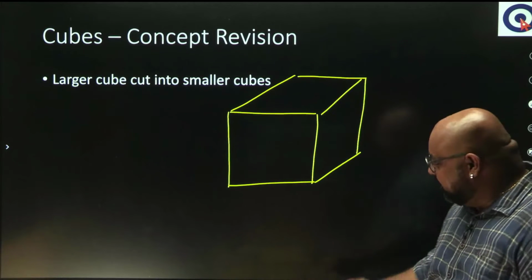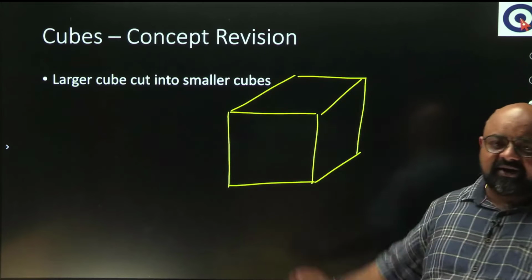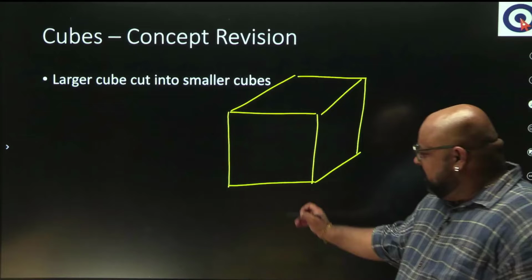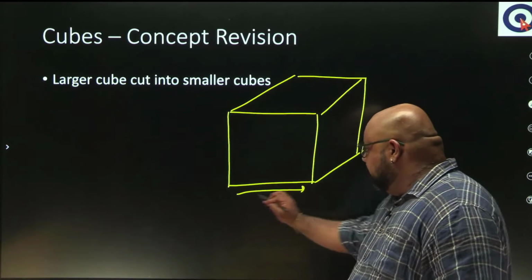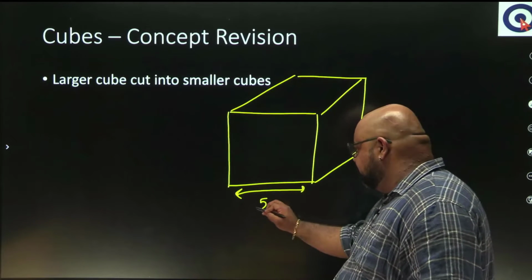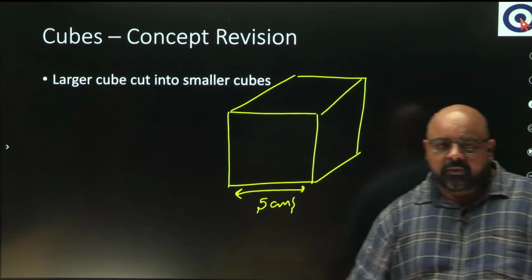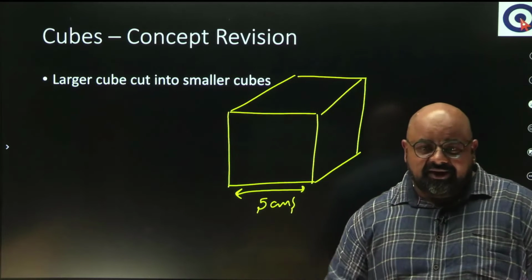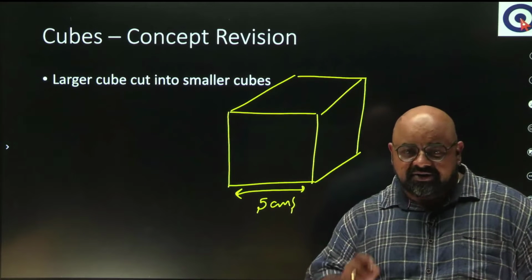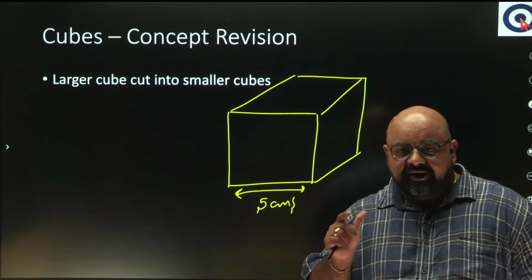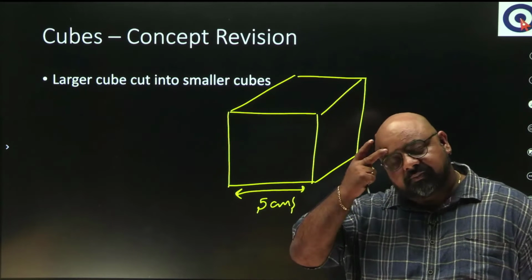So this is a cube that I have. Now suppose I tell you that I've painted this cube black on all faces. It is also given that the side of the cube is 5 centimeters. What we do is we cut this cube into smaller parts of 1 centimeter each. So the first question is, how many times do I need to cut the cube?